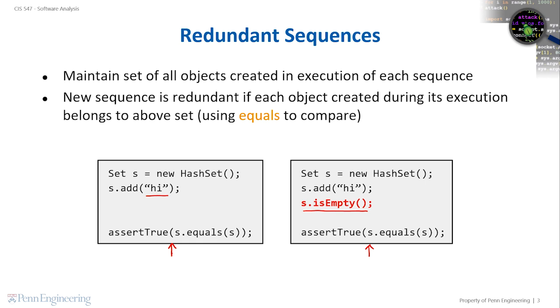This is not a foolproof comparison. On one hand, this comparison may mistakenly deem a new object as equal to a previously created object, causing Randoop to conclude that a sequence is redundant, and thereby miss bugs that can be triggered only by extending that sequence.